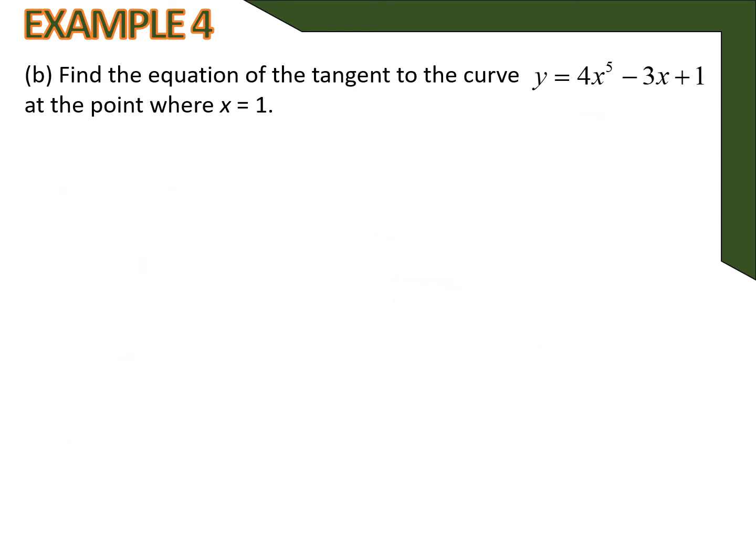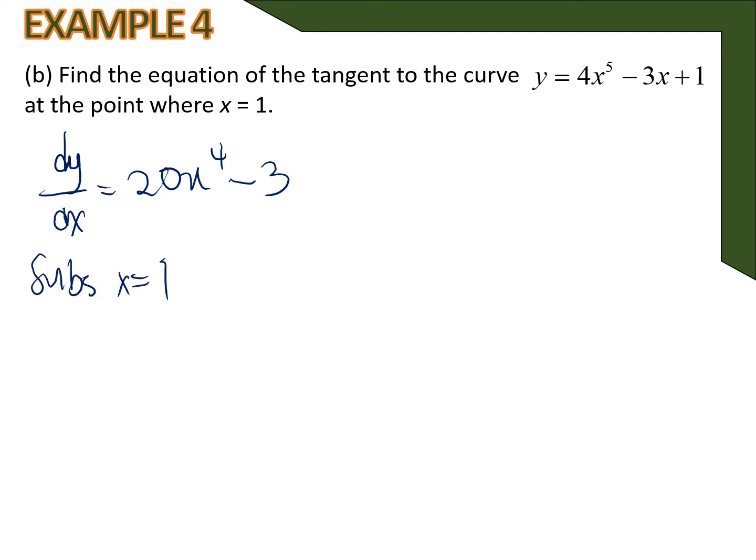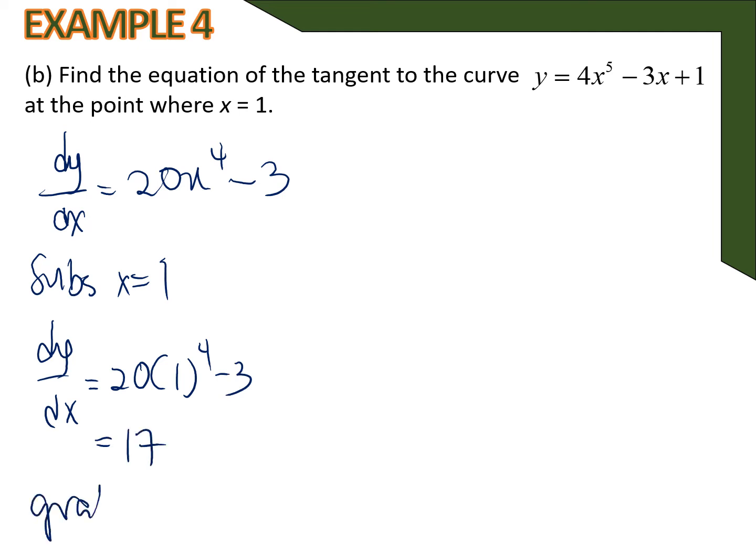Example 4b. Find the equation of the tangent to the curve y equals 4x power 5 minus 3x plus 1 at the point where x equals 1. So we find dy/dx. So we will have 20x power 4 minus 3. Then we substitute x equals 1. So our slope here is 20 times 1 power 4 minus 3, which implies 17. So this is our gradient.